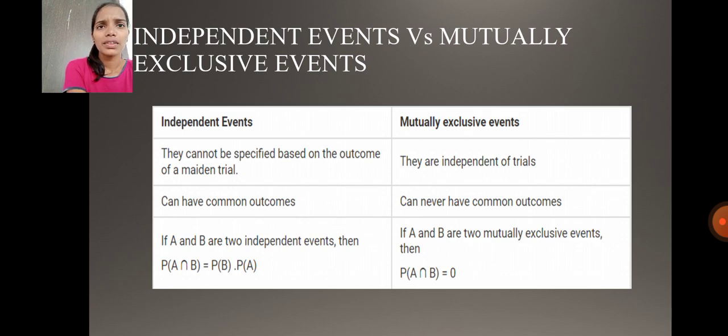Independent events versus mutually exclusive events. Independent events cannot be specified based on the outcome of a single trial; they are independent of trials and can have common outcomes. Mutually exclusive events can never have common outcomes. If A and B are two independent events, then P of A intersection B is equal to P of B into P of A. If A and B are two mutually exclusive events, then P of A intersection B is equal to 0.